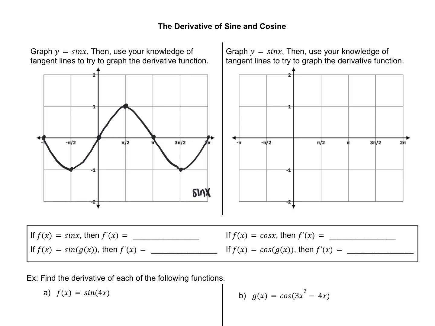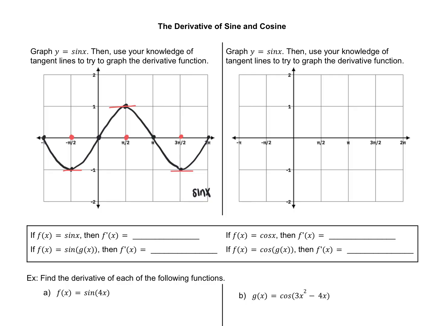Now, I'm going to graph the tangent line at the maxes and mins, because at the maxes and mins, the tangent lines are horizontal, which means that the derivative at pi over 2, 3 pi over 2, negative pi over 2 should be 0. And now I'm going to think about what's happening in between.